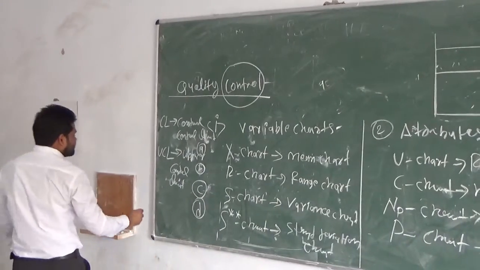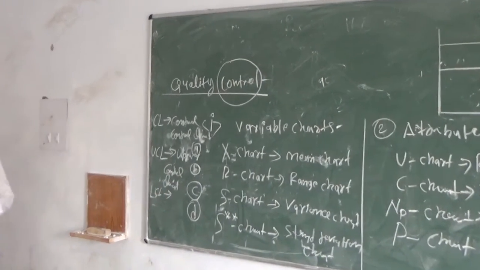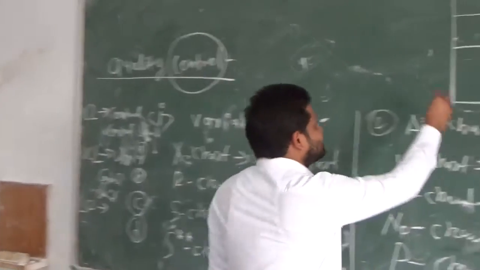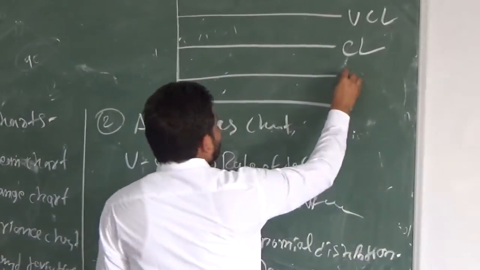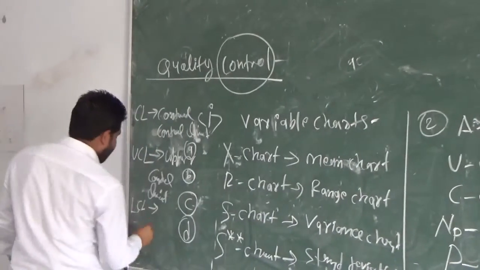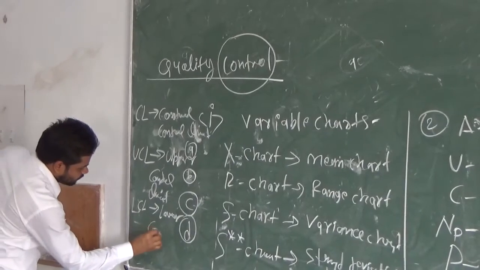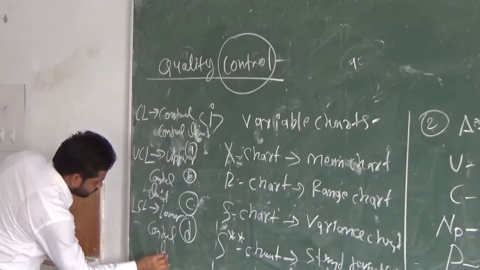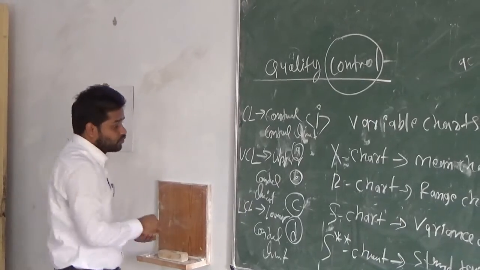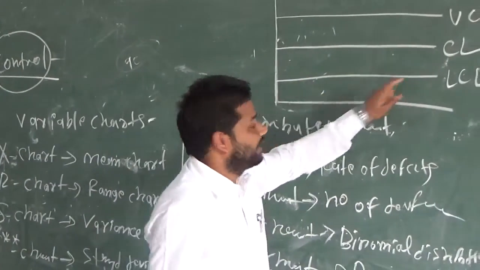And one is the LCL. LCL means what? Lower control limit. Lower control limit is below the CL line. This is the lower control limit, LCL. Okay. So this is the lower control limit, and we take it there.